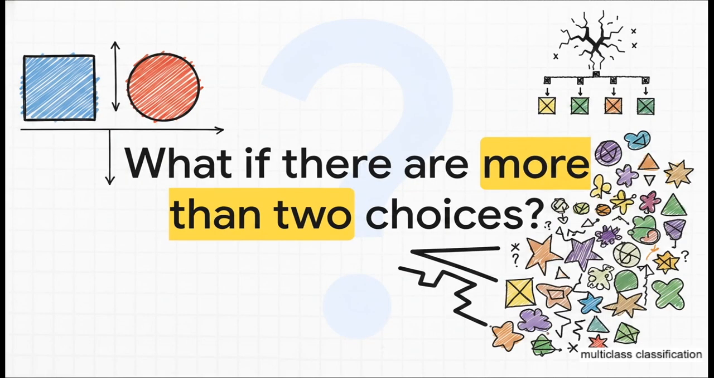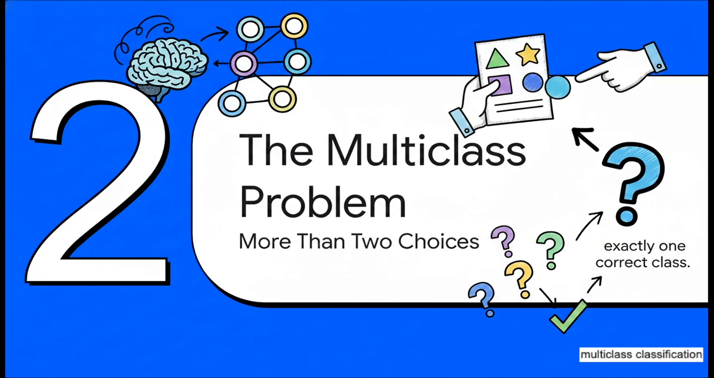But here's the catch. What happens when there are more than 2 choices? Let's see how this builds, because this beautiful simple binary model breaks completely when reality hands us 3, 4, or maybe even 50 different categories. Which brings us to part 2, the multi-class classification problem.